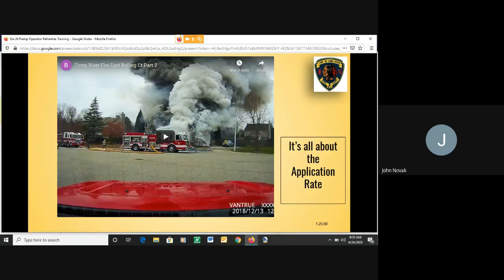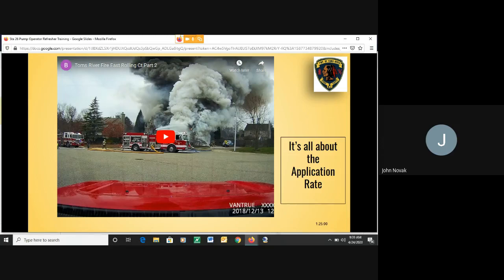So it's all about application rate. There's a good example. A lot of you guys were at this fire. It's one of our members. We talk about application rate. We can see when the water is applied, the right application rate, how fast the fire darkens down.